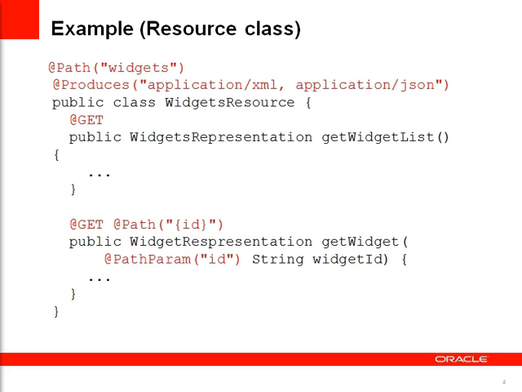And finally, if you look at the get widget operation, you will see that there is a template with the ID field being in brackets. And then we specify that the path parameter of ID is getting assigned and proxied to the parameter of the method, widget ID.